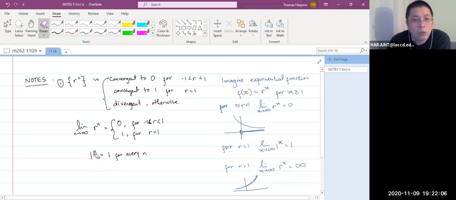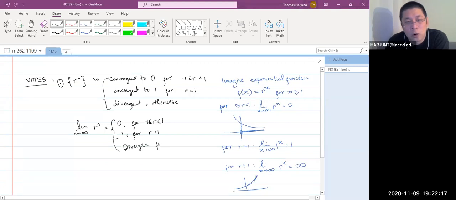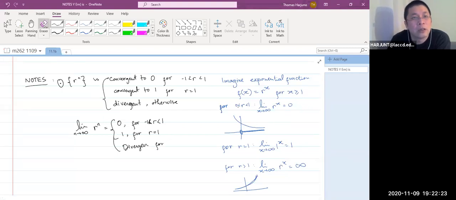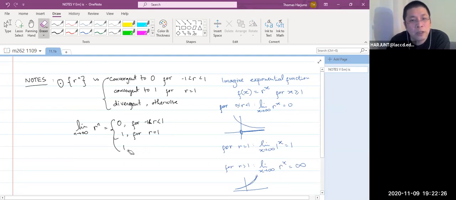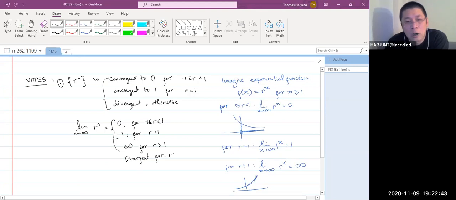Now, otherwise it will be divergent. In fact, I want to say divergent to infinity. It will be infinity for r greater than 1. It will be divergent for r less than or equal to -1.